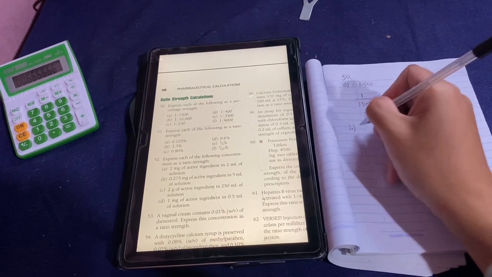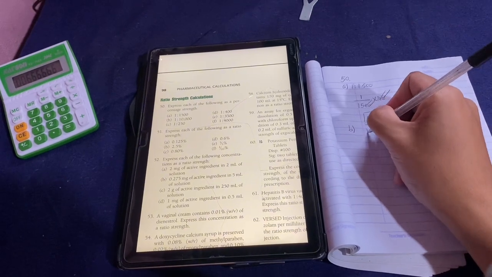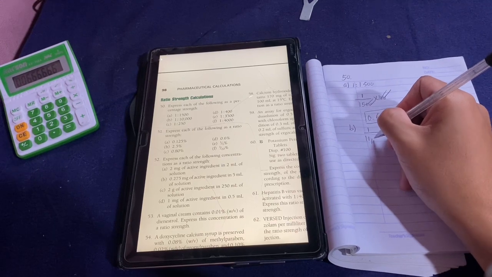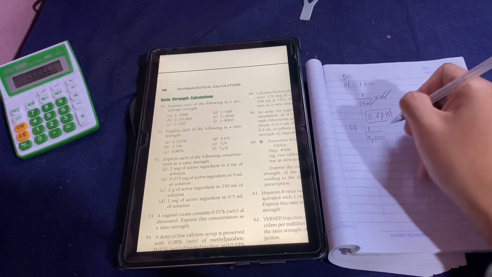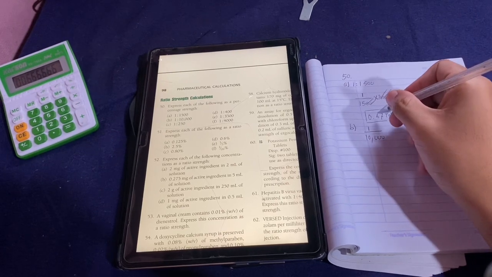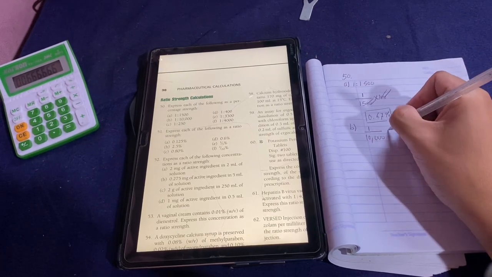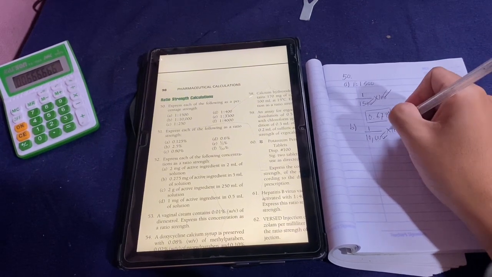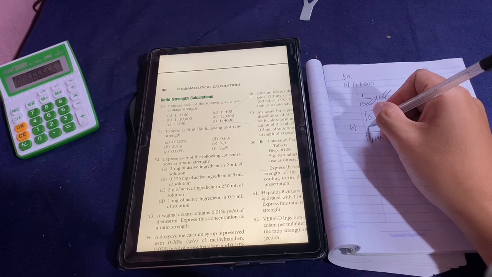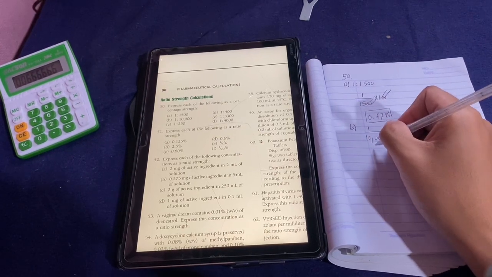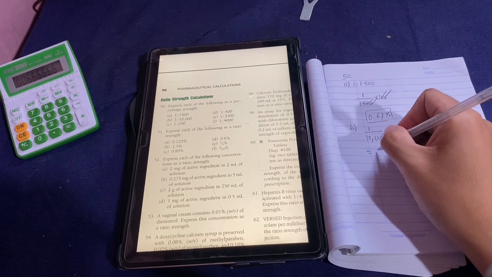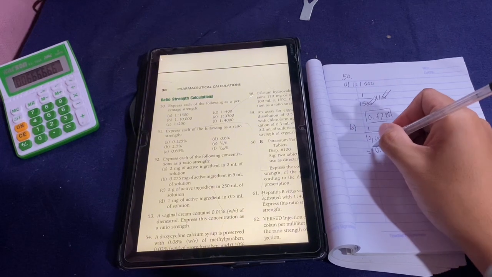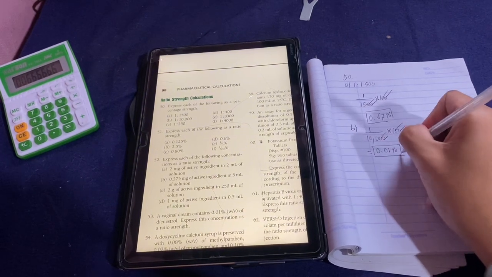Let's go to B. So B, sabi nga, isulat na lang natin diretso, 1 over 10,000. So in order to convert it into a percentage, i-times natin with 100. So ang 0 we cancel out with 0, 0 with 0. So we're left with 1 over 100. So 1 over 100 is equal to 0.01 then percent. That's the unit. So that's the answer for B.